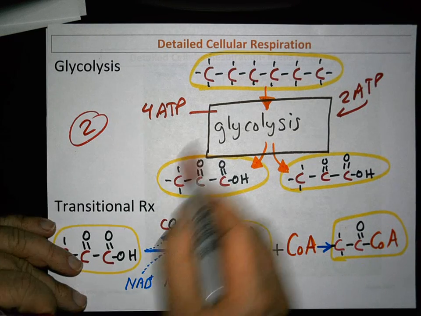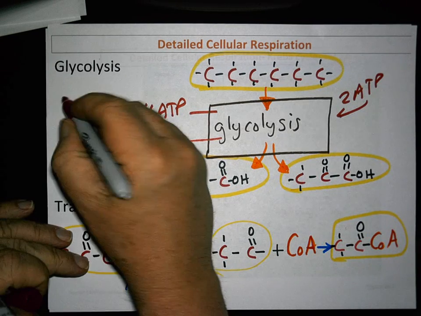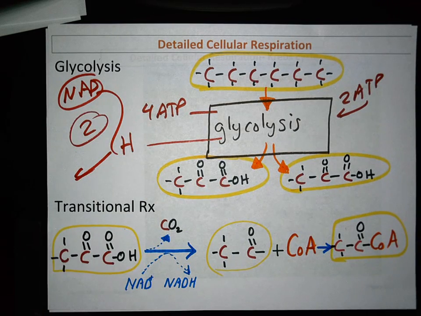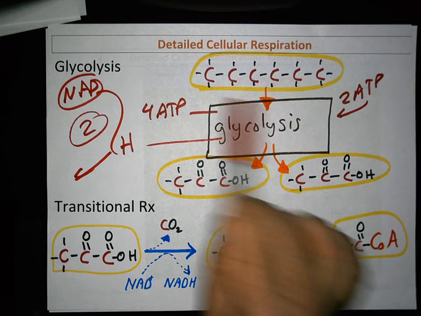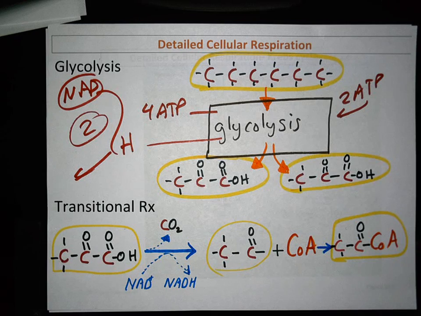You also have a release of hydrogens. These hydrogen atoms, both electrons and protons, are going to be picked up by the NAD molecule we talked about earlier. They'll pick it up and carry it on down to the electron transport system. But beginning with a 6-carbon molecule, we end up with 2 3-carbon molecules. Each 3-carbon molecule is a pyruvic acid.